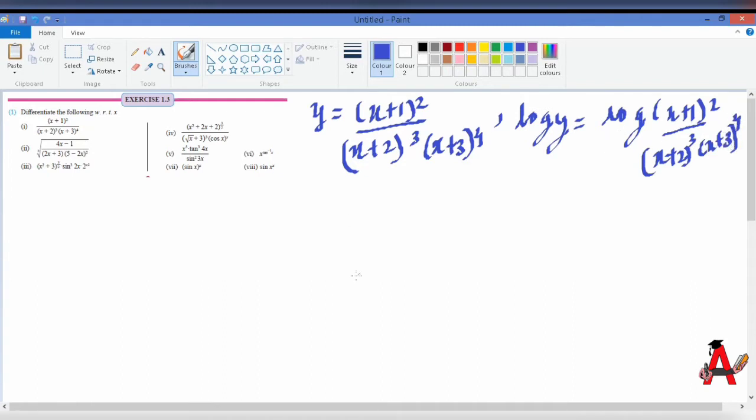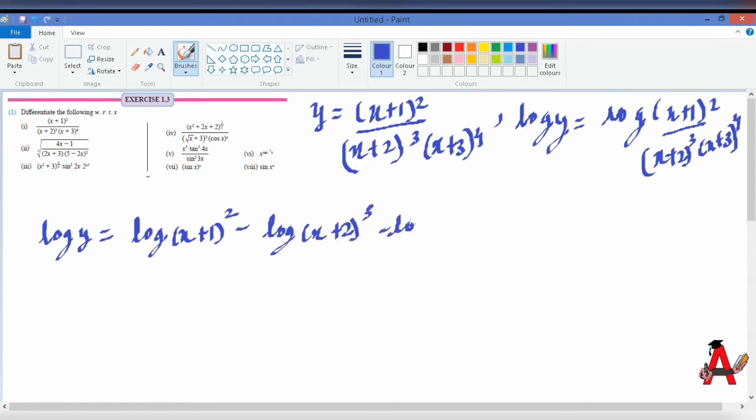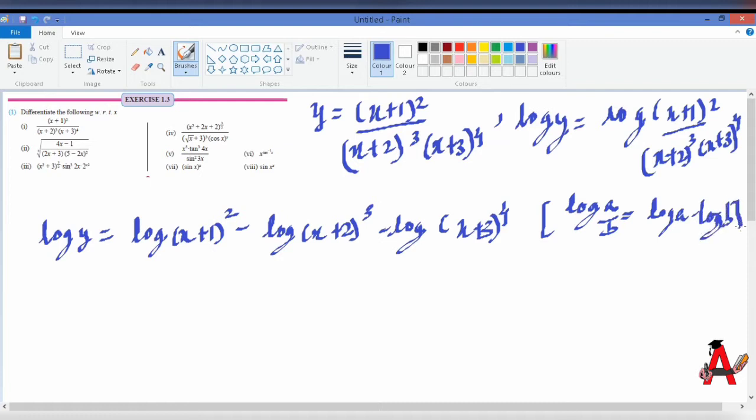This is the log. Now, let's use the logic. Log of y can further be written, using log of a upon b is log of a minus log of b, as log of (x plus 1) square minus log of (x plus 2) cube minus log of (x plus 3) raised to 4. What we have done is applied log of a upon b equal to log of a minus log of b. Remember this.